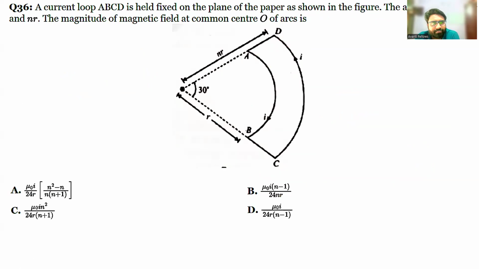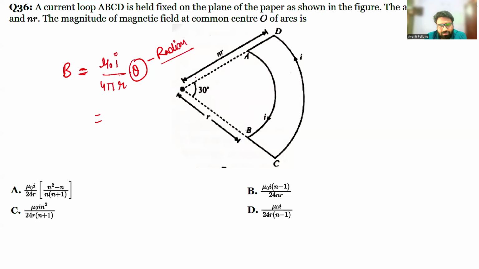Now move to the next one. A current loop ABCD is held fixed on the plane of the paper as shown in the figure. The arcs have radius r and nr. Find the magnitude of the magnetic field at the common center of the arcs. It's a very simple case. You just have to remember this formula. The magnetic field due to a current carrying circular arc is given by mu naught I upon 4 pi r into theta. Theta you must put in the form of radian.